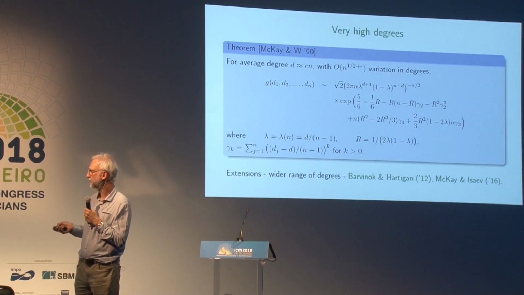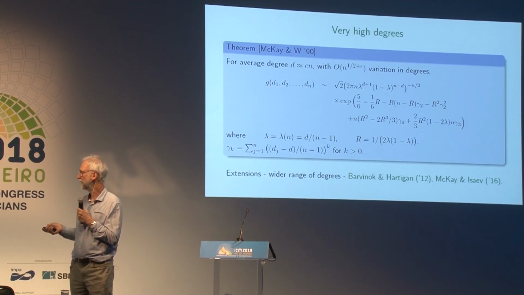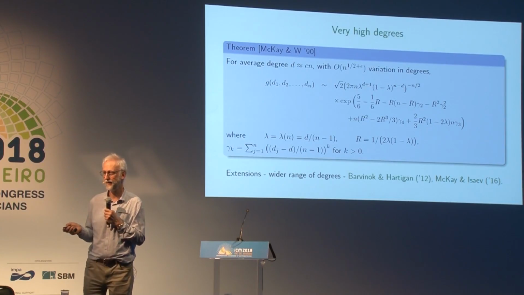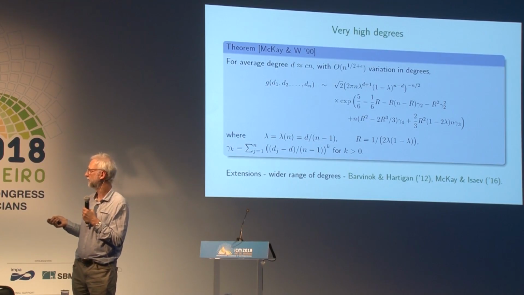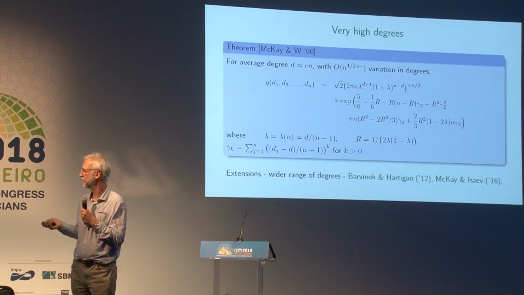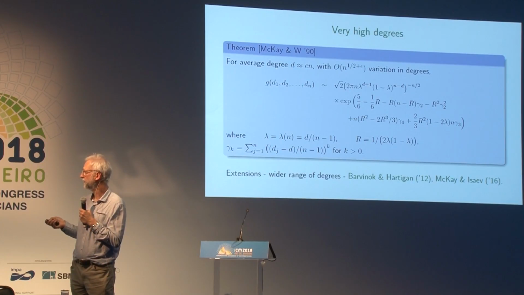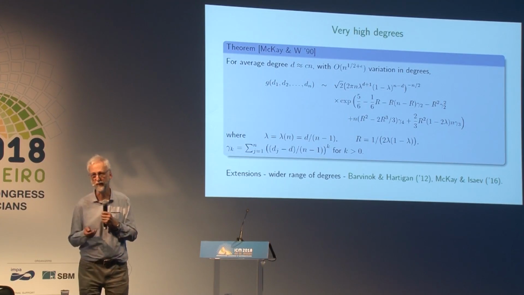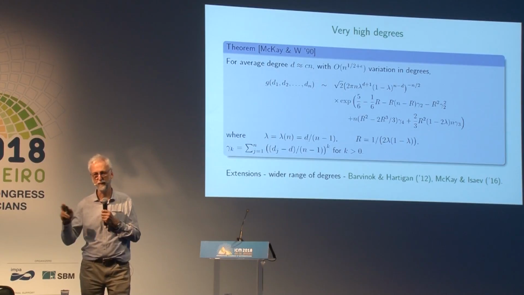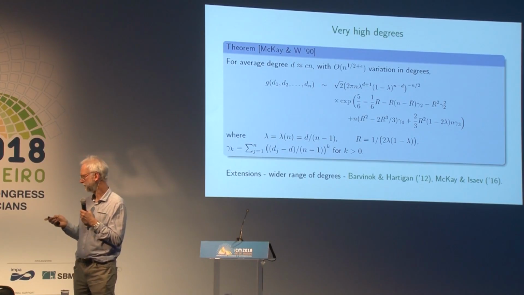It has been extended to a wider range of degrees fairly recently, but in particular McKay and Isaev have started using complex martingales to evaluate an integral that I'll show you a little while later. So there's some interesting work there, but for degrees that are around a constant times n, there's no very explicit formula coming from this work. The formula is a little bit implicit.